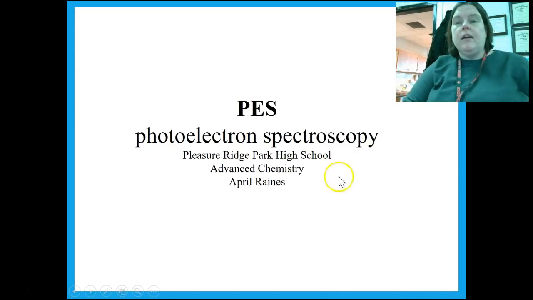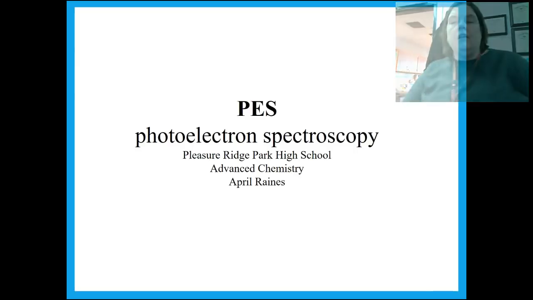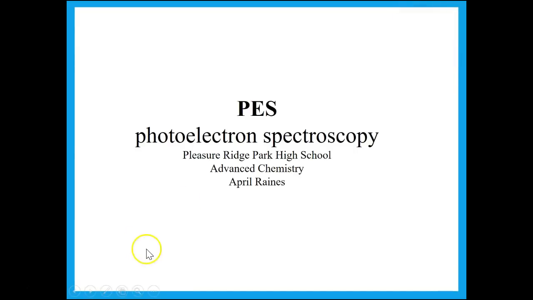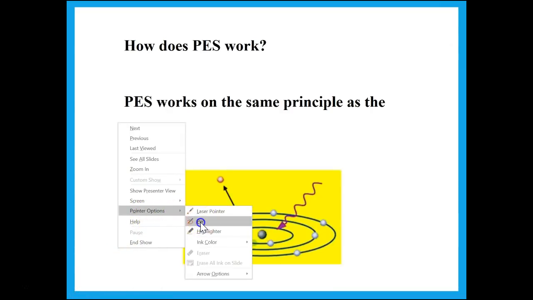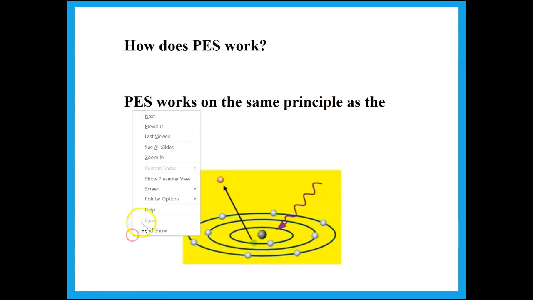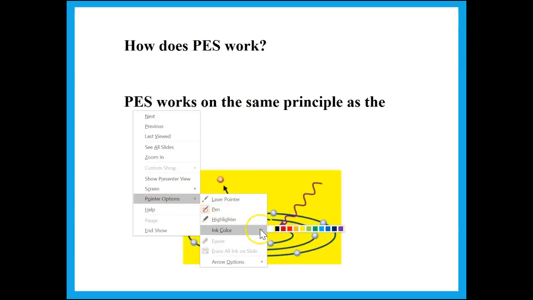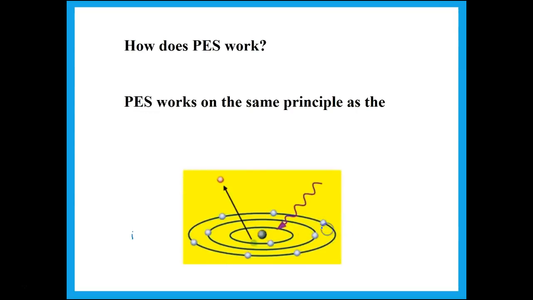So I'm going to get rid of my face so that there's plenty of room and you can see all of the slides. Okay, there's my face gone. And I also need to grab my pen. So let me grab my pen. Oops, that's not exactly what I wanted to do. There we go. Pointer options, pen. I want some color other than red.